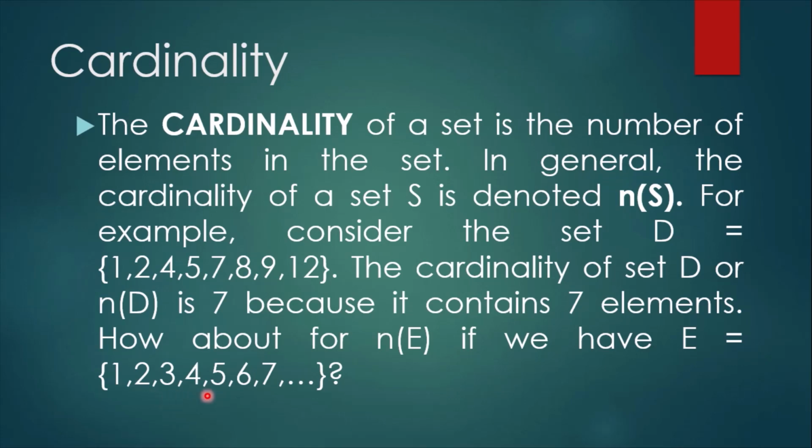Now, how about for this set E? We have 1, 2, 3, 4, 5, 6, 7, and so on. So, this set is what we call an infinite set, and it has an infinite number of elements. So, what is the cardinality of this set? So, the cardinality is also infinite.